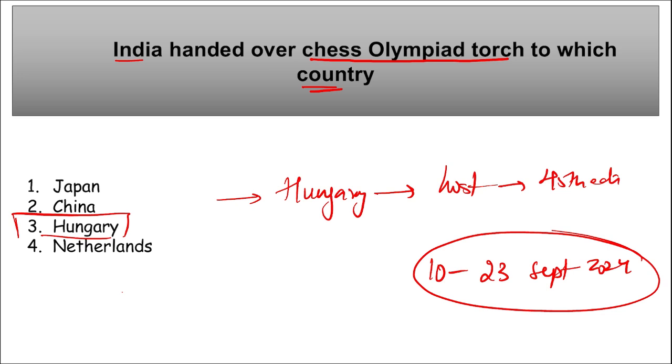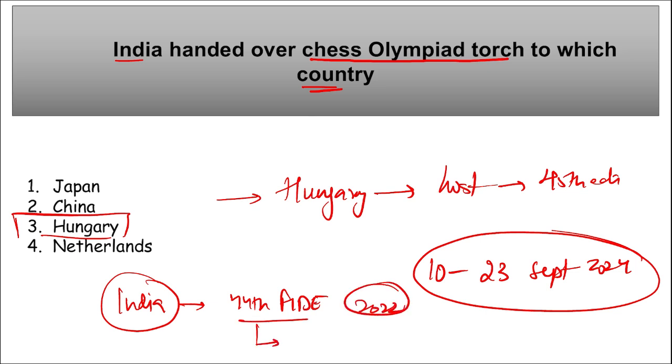Next, remember, India hosted the 44th FIDE Chess Olympiad in 2022, and where was this held? It was at Mahabalipuram and the state name is Tamil Nadu.